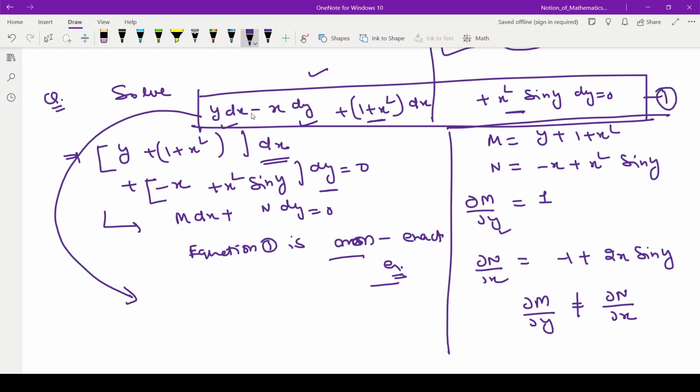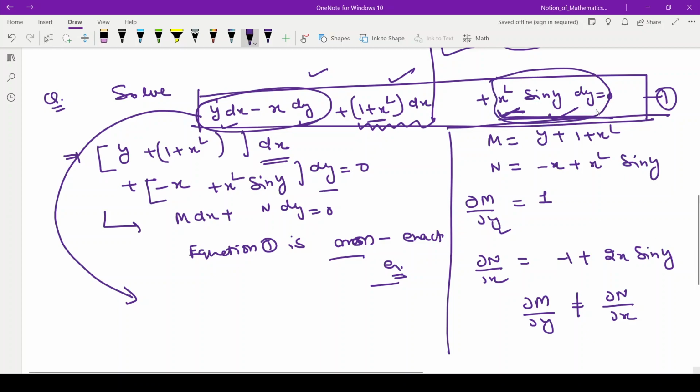So if you observe this non-exact equation carefully, it is like y dx minus x dy. This is only containing terms of x, so we can easily integrate it. But if you see this particular term, it is containing mixed terms. It is containing x terms and it is containing y terms as well. So integration of this third term is a challenge.